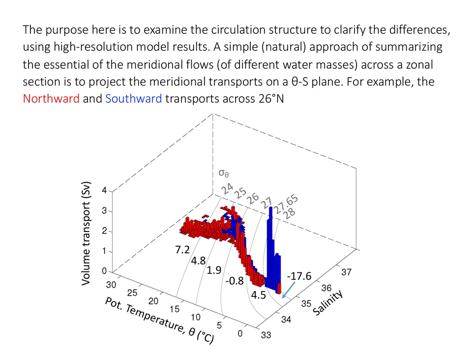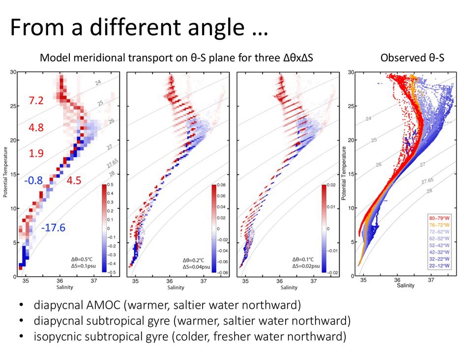It is also useful to view the same plot from a different angle. Here we basically view from the top, looking down; the previous slide showed the transport on TS in this leftmost panel. Here I also show the meridional transport evaluated on different dθ dS grid sizes. This will better highlight the different water properties of the northward and southward flow.